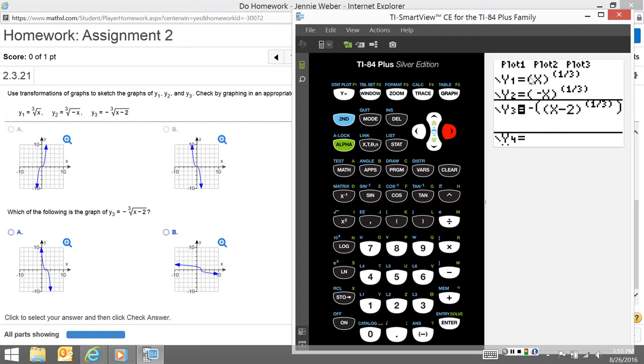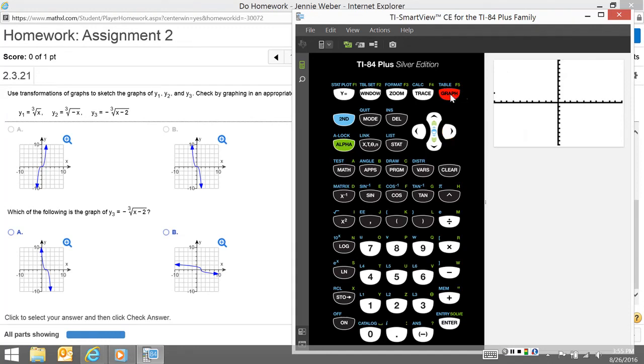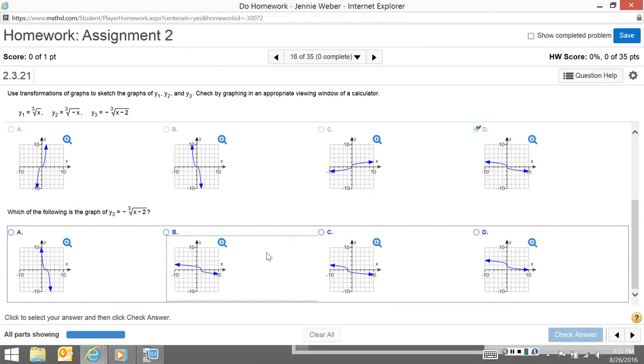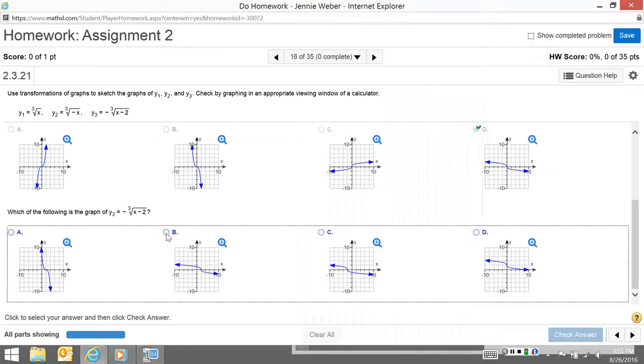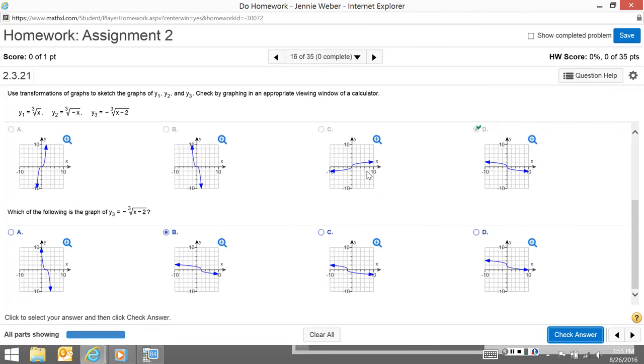And I'm going to graph, and this is only going to show me y3. And you can see here, this has now moved it over this way as per our inside, because of course when it's on the inside it goes opposite what we think on the X and Y chart. So you can see here that this is B. So I can easily compare these.